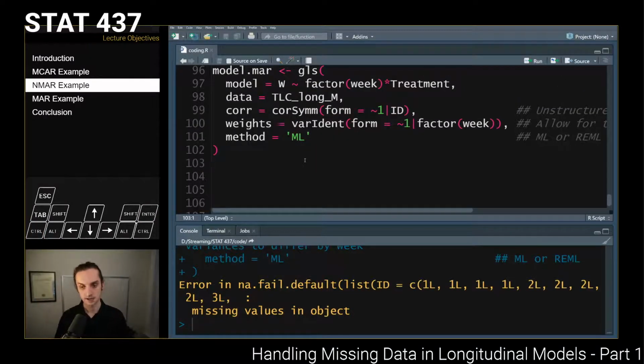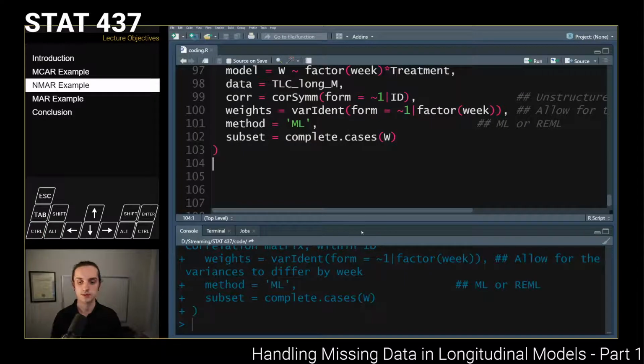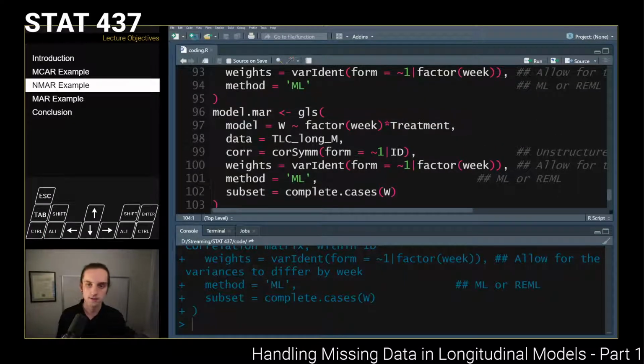Okay. Now, once again, what you're seeing here is that the missingness leads to issues with this estimation. And so what we'll want to do is actually come down here and say subset equals complete cases W. Okay. And this is just going to keep the non-NA versions.